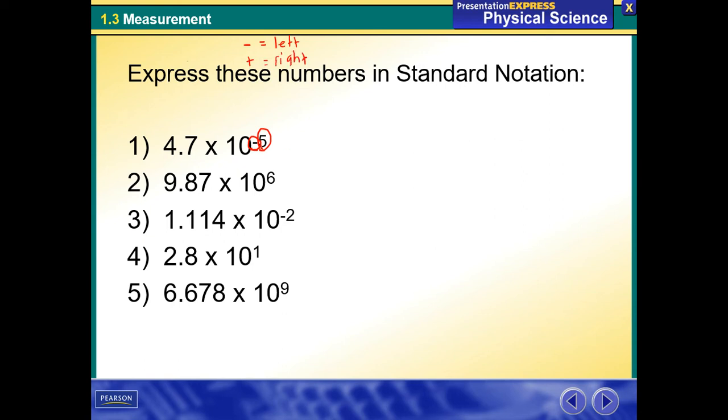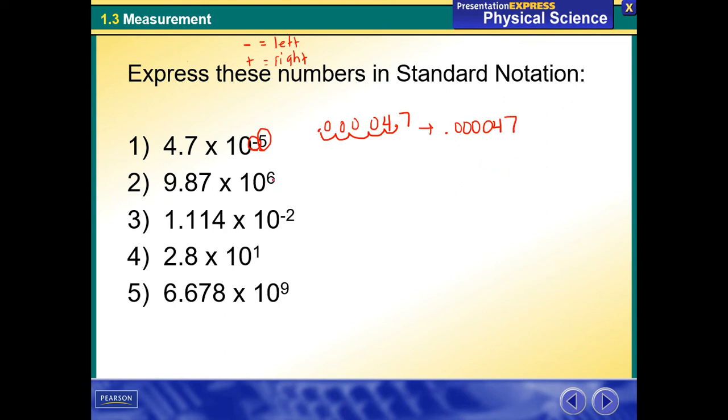So here I have a negative 5. So I need to move this decimal 1, 2, 3, 4, 5 to the left. And then notice here I have these blanks. This is what I'll fill in for zeros. So this becomes 0.000047.